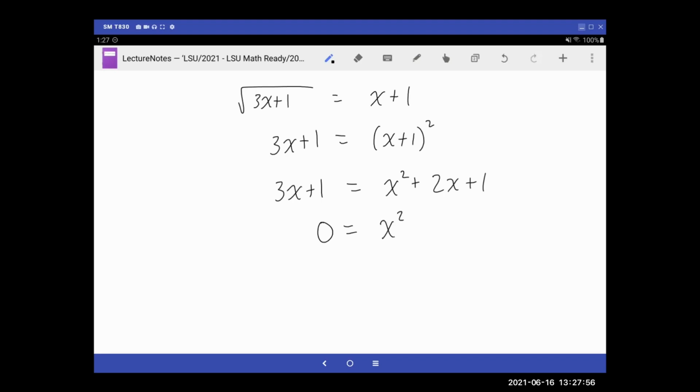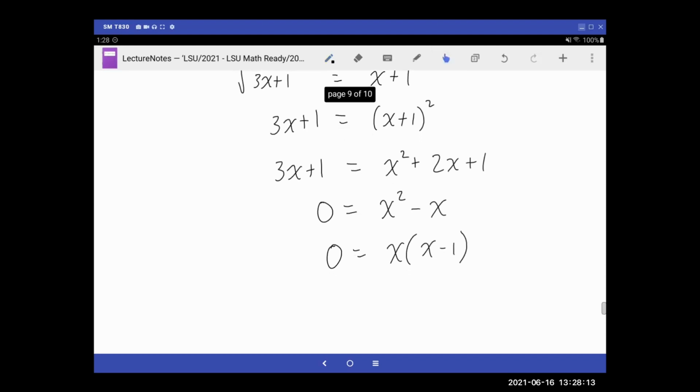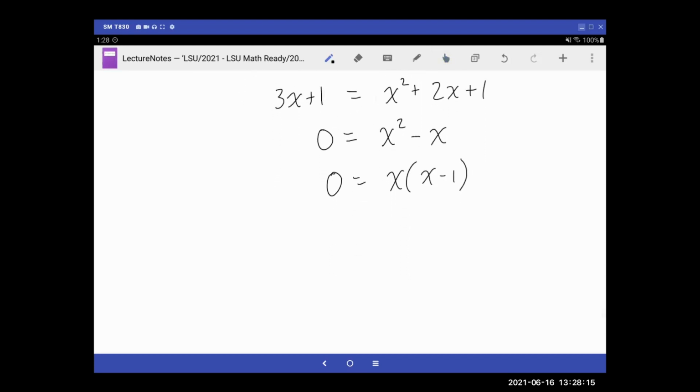So subtracting 3x will give me 2x minus 3x is negative 1x. 1 minus 1 is going to be 0, so that's gone. I'm left with x squared minus x. Factor out an x. The zero product property comes into play. x could be 0, or x minus 1 could be 0. That gives me x is 1. Now with dealing with radicals, you should always go back and check to make sure your solution makes sense. So 0 and 1.